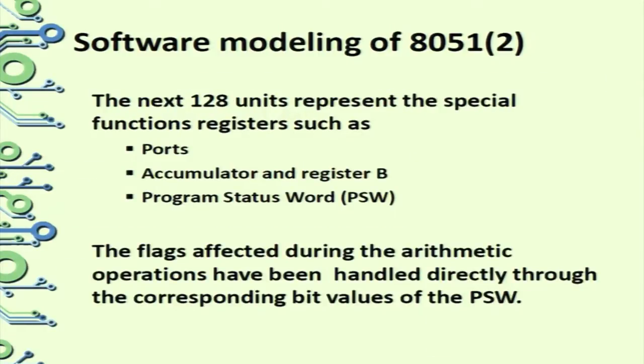The next 128 units represent the special function registers such as ports, accumulator and register B, and the program status word or PSW. The flags affected during the arithmetic operations of the program have been handled directly by the corresponding bit values of the PSW.